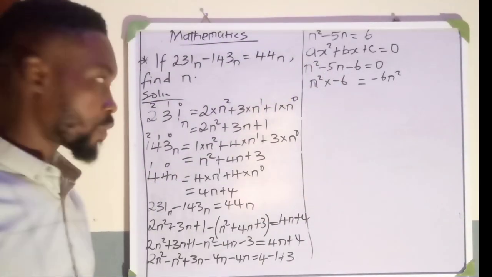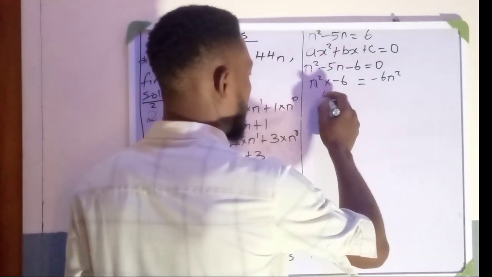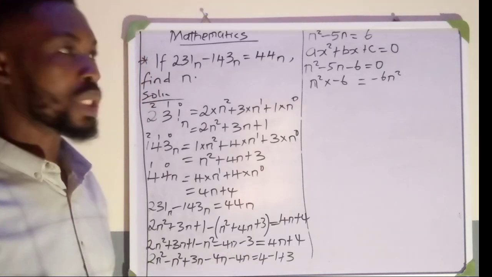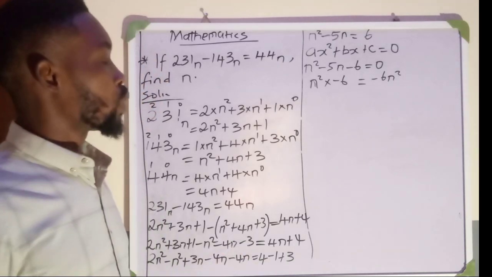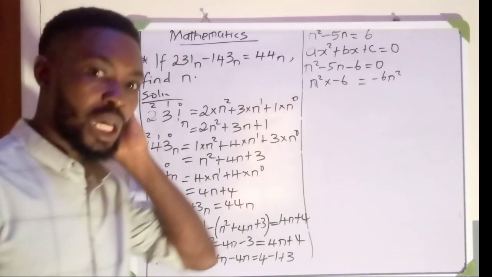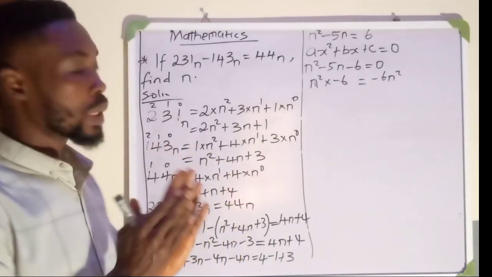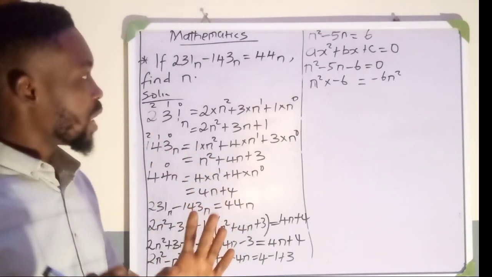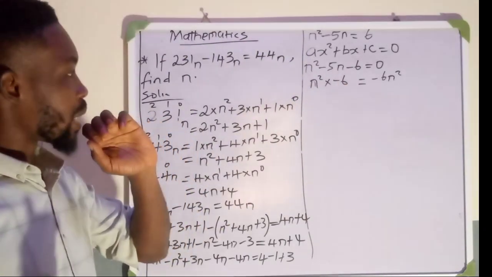is minus 5n. You understand that factors of 6n squared, 2 times 3 is 6, right? If you multiply 2 and 3, it will give you 6. Is there any way we can add 2 and 3 to get minus 5? Is there any way we can do that?